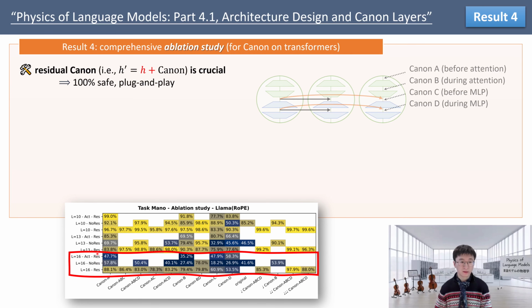We also tested using the residual version, but with activation, and its performance is also bad. So it doesn't seem to be necessary to add any activation either. Therefore, we recommend this residual format of the Canon in the end. So that's how we did the first ablation study.